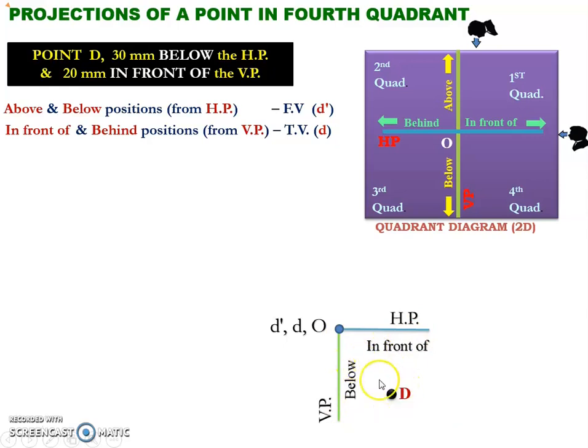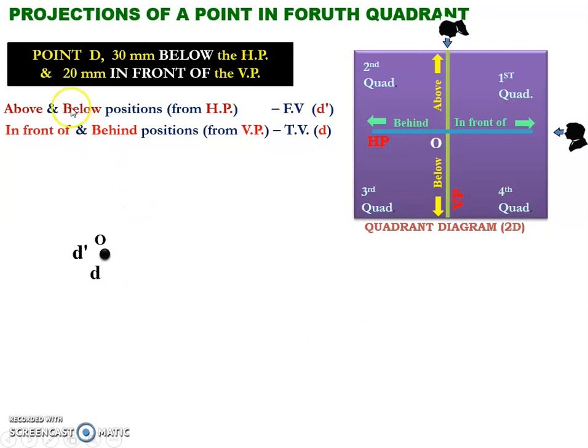Temporarily I am assuming that the front view point d dash and the top view point d are located at the origin itself. For easy explanation, let me relocate this particular point to a new location over here. Let us consider the first half of the given problem. The point D is 30 mm below the horizontal plane. So the front view point d dash needs to be moved in the below direction for a distance of 30 mm.